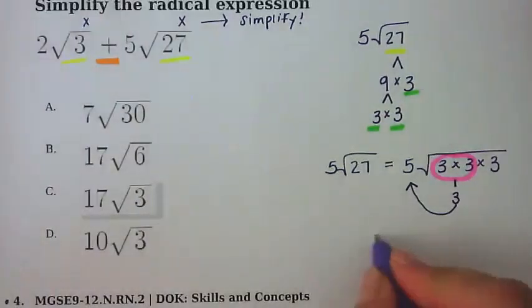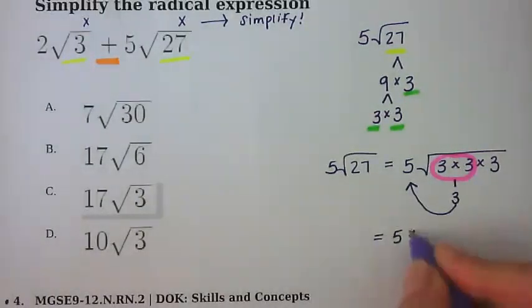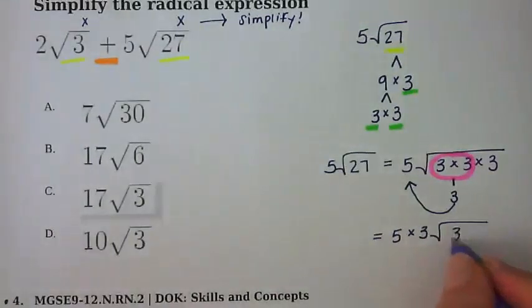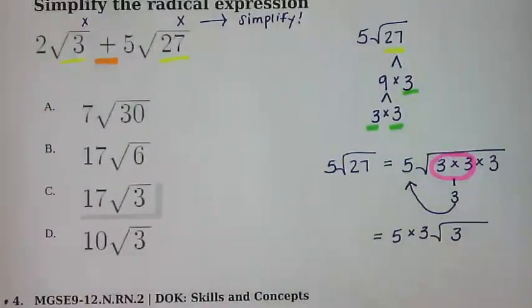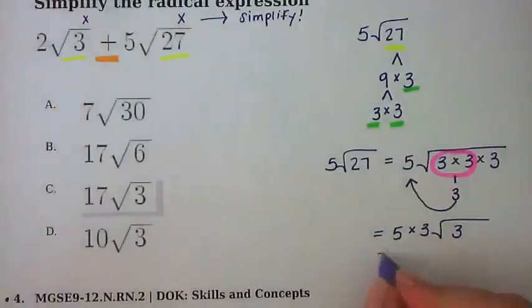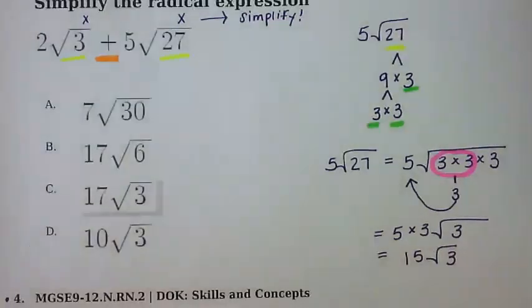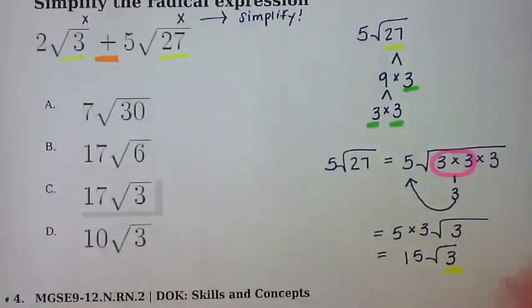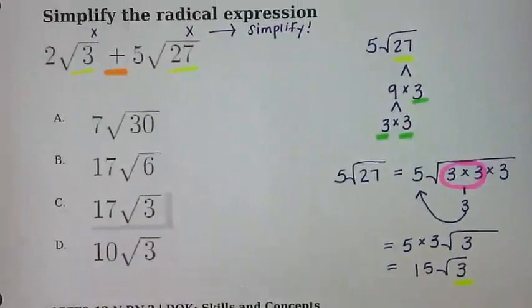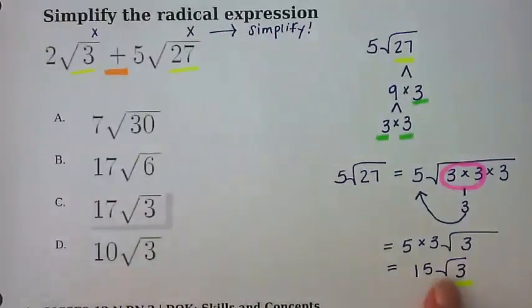So leaving us with 5 times 3 on the outside and a 3 left on the inside. So cleaning this up, we'll get a final answer of 15 square root 3. So now that we have fully simplified 5 square root 27, do we now have matching radicands with the 2 square root of 3 from the original equation? And we do. So now we can go ahead and add.